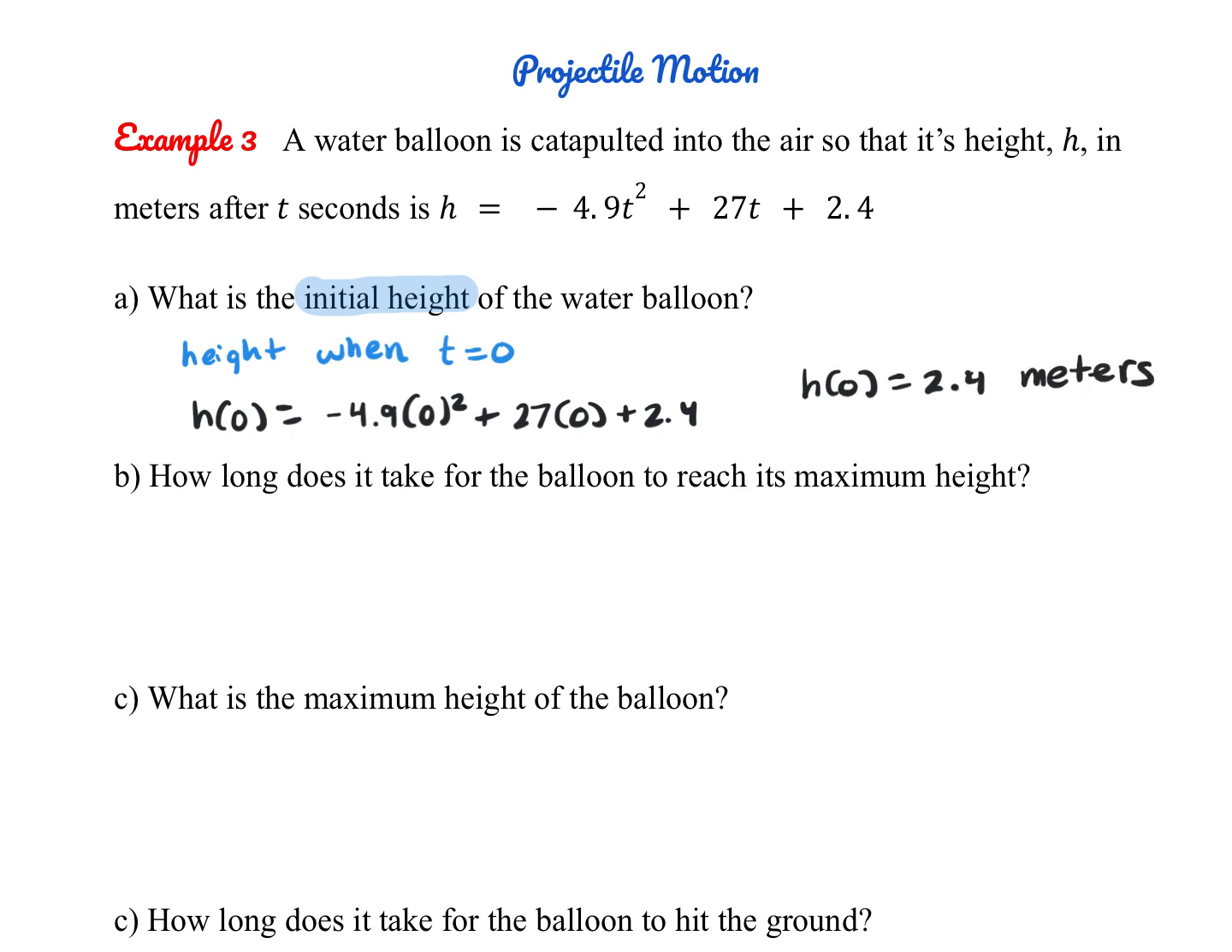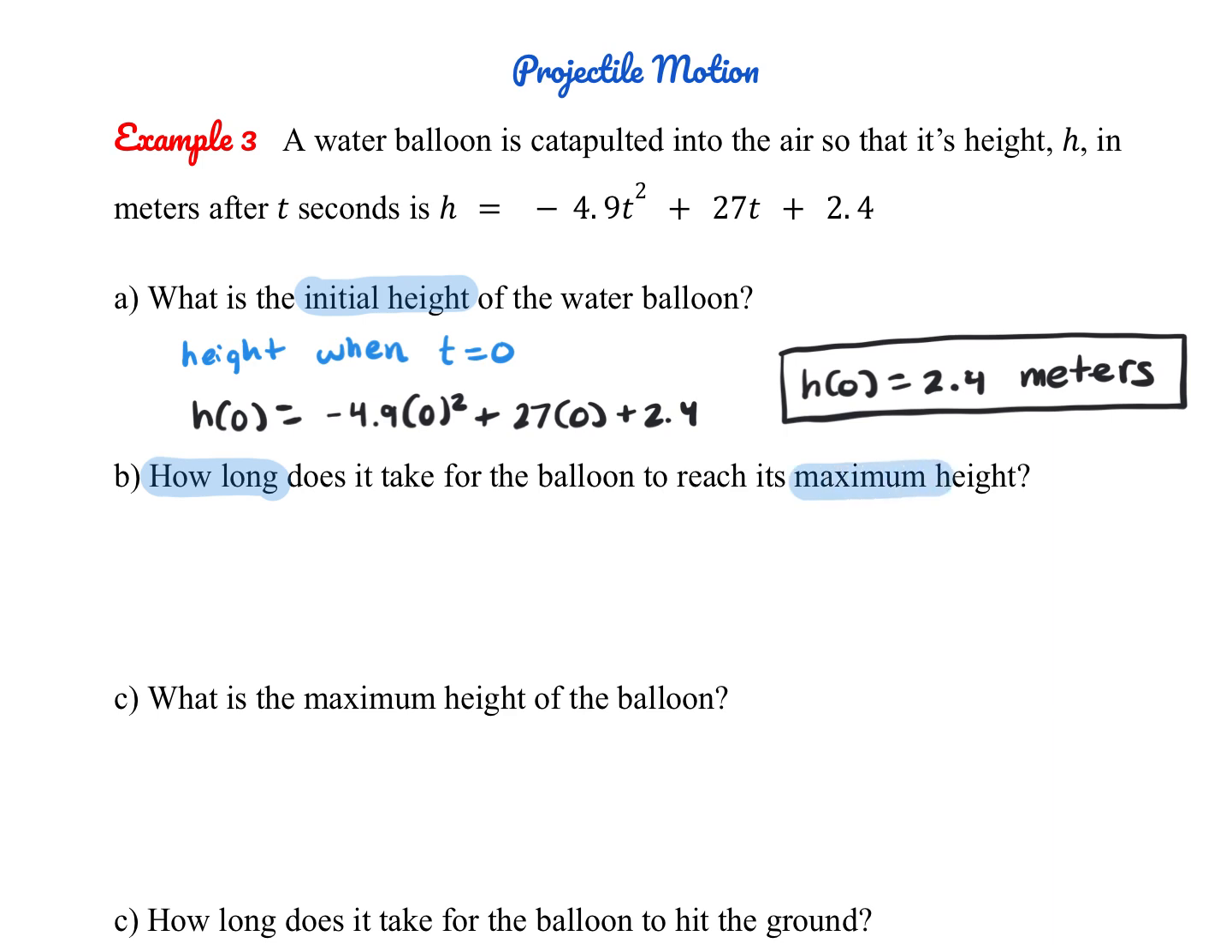It's very important to go back and look at the original problem to get your unit. So we're going to be in meters for our height and seconds for time. The next question they ask is how long, so this implies we will be solving for t in some way, does it take for the balloon to reach its maximum height?